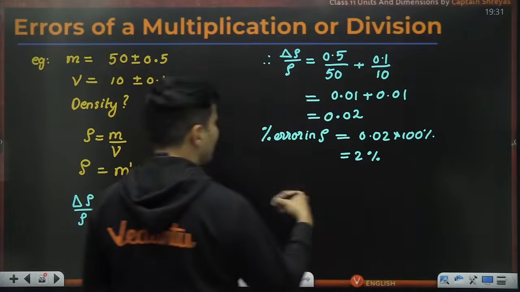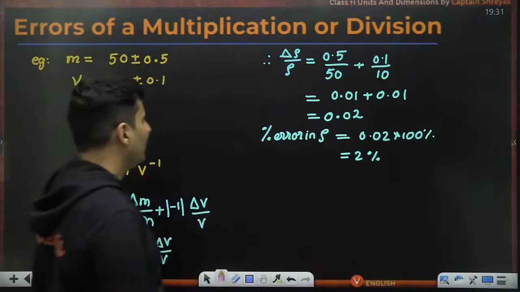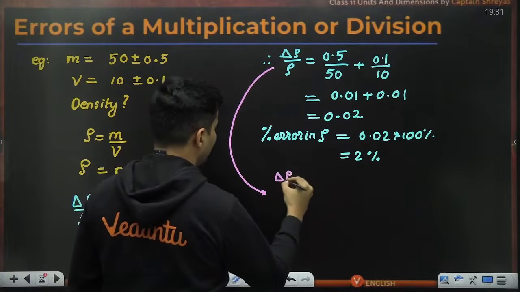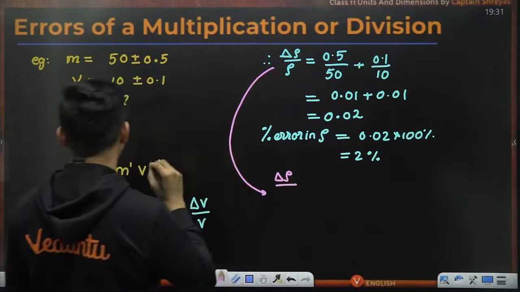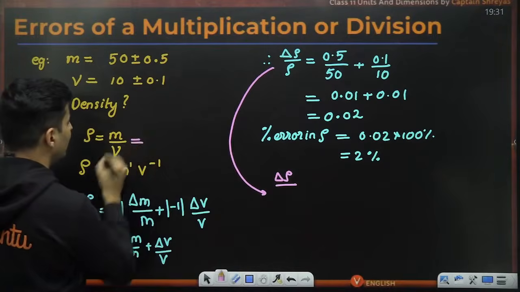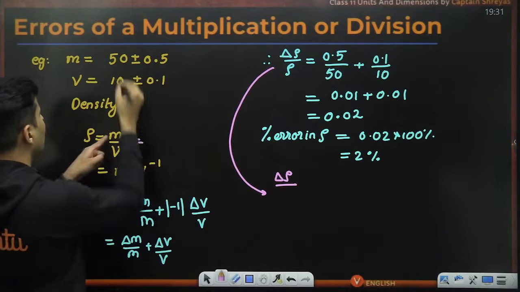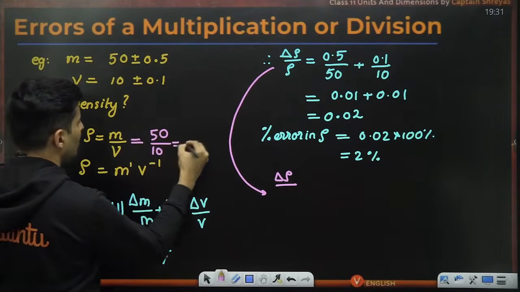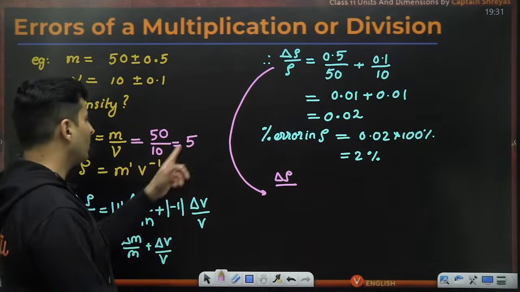But if you ask me what is the answer of density, well, then I will go over here. The error in the density I don't know, but can I find the actual density value? Right, definitely from here. Most likely mass is 50, most likely volume is 10, so that is going to be 5.